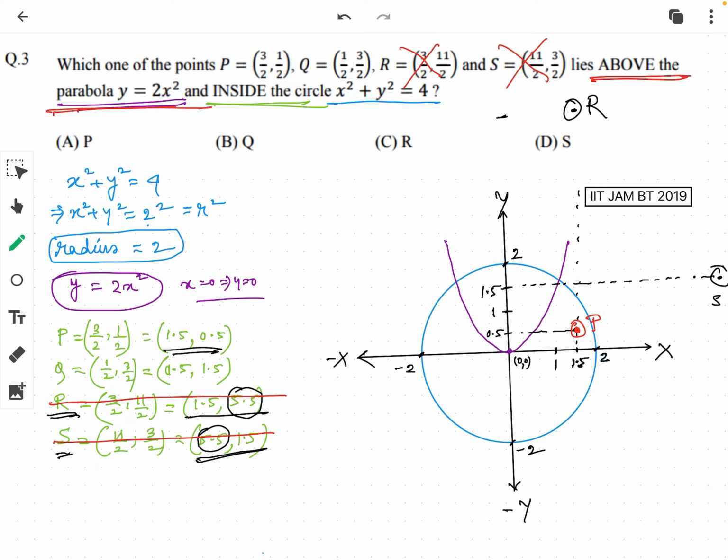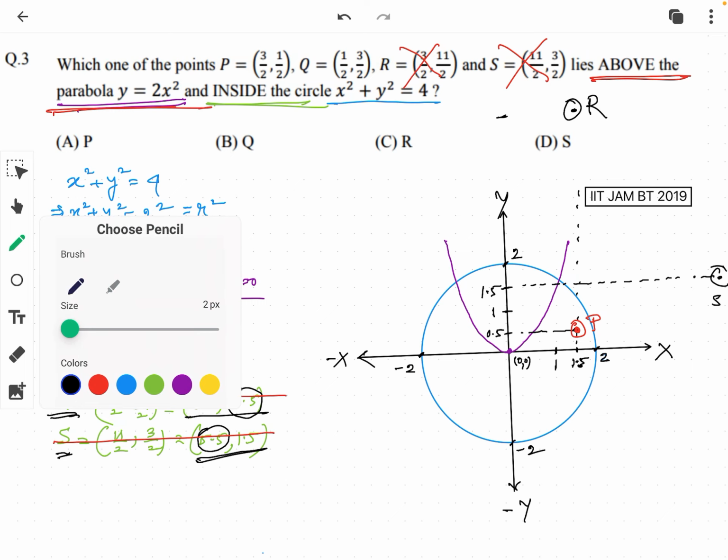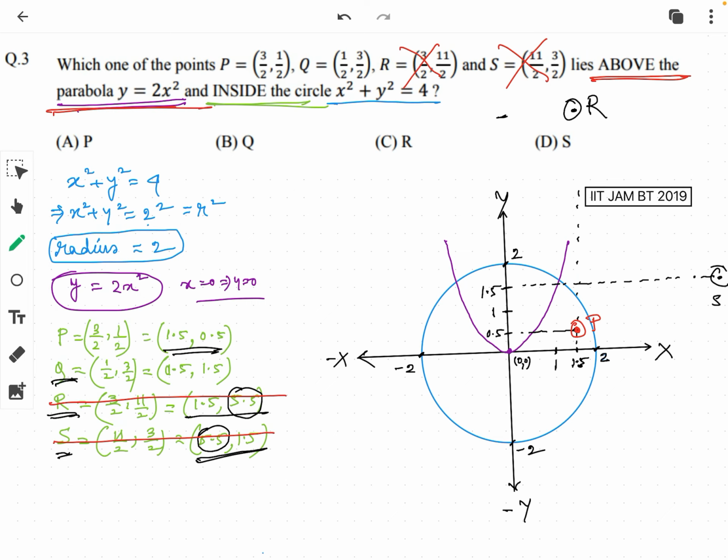So let's see first. For Q, here we have 0.5 comma 1.5. So this is x equal 0.5, right, and y equal 1.5, that means this point. So this is the point Q, which is definitely above the parabola.